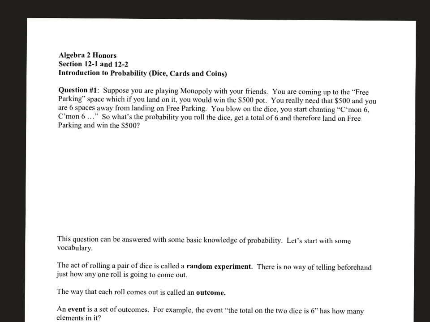So this is definitely a good math question. It's something that absolutely comes up. My own children have been playing Monopoly during the pandemic, during the stay at home. And so can we put a number on rolling a 6? And yes, we can. So here's a little bit of probability background.